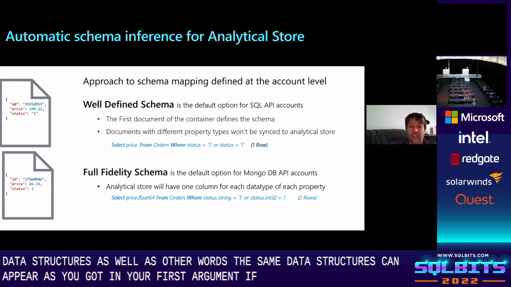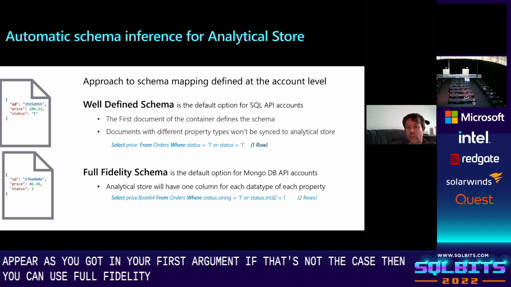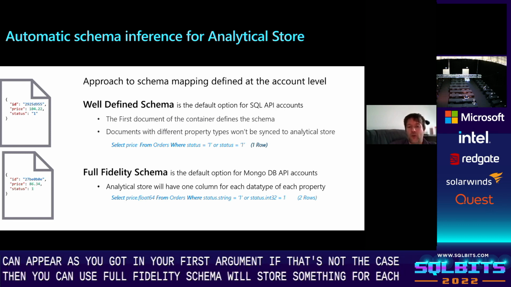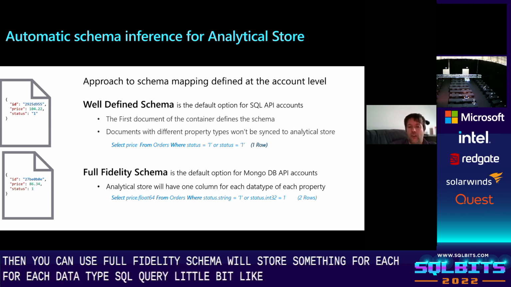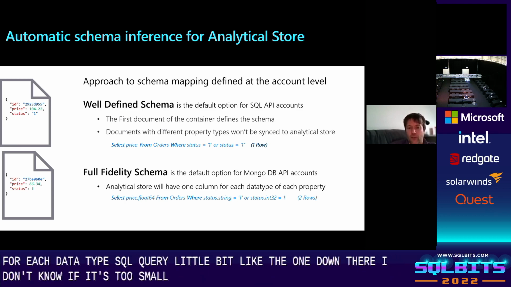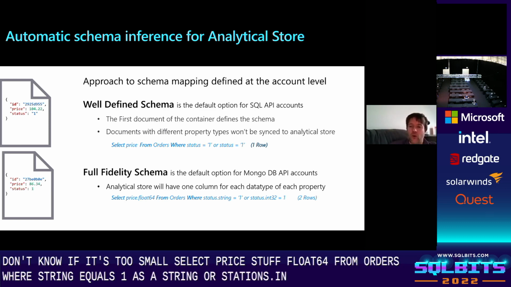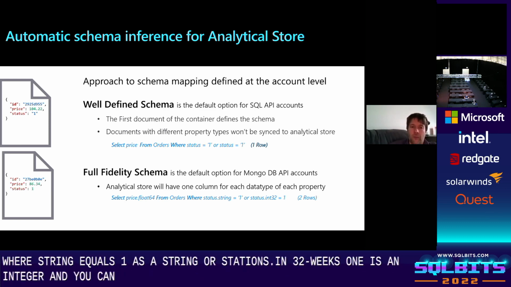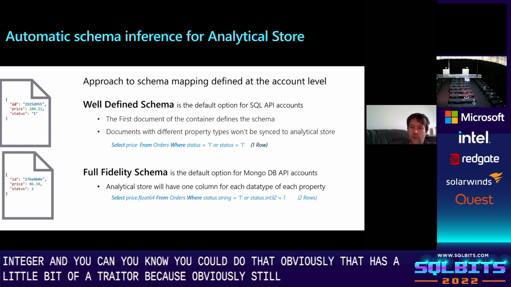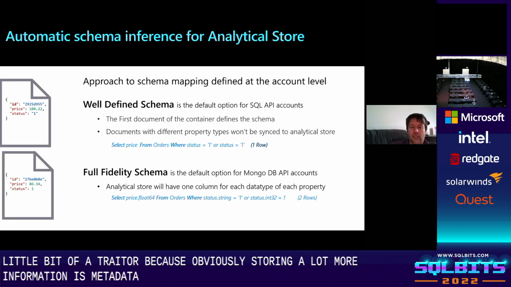If that's not the case, then you can use full fidelity schema, where we'll store something for each data type. So you can do a query a little bit like the one down there. I don't know if it's too small. Select price.float64 from orders where status.string equals 1 as a string, or status.int32 equals 1 as an integer. And you can do that. Obviously, that has a little bit of a trade-off, because we're storing a lot more information as metadata about the container.